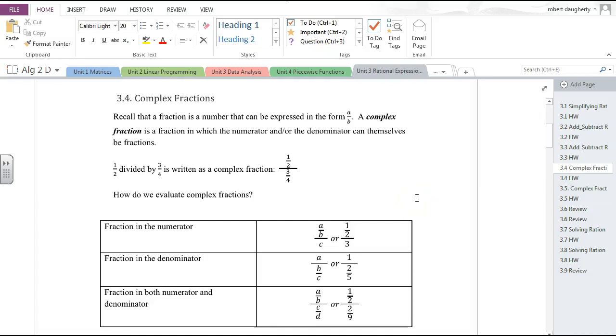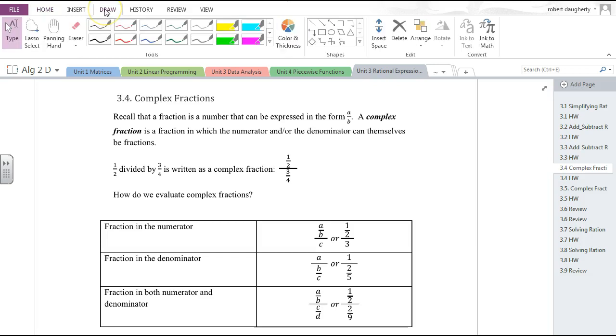So a complex fraction is just a fancy word for a fraction divided by a fraction. Okay? So remember, a fraction is any number that I can write as a over b. If it's a number, a and b are integers, but a fractional expression, what we've been dealing with, these are all polynomials. Okay? So if I look at this from a number standpoint, if I divide 1/2 by 3/4, that's what this is. That's a complex fraction. You've got a fraction divided by a fraction. Okay? So how do we handle that?